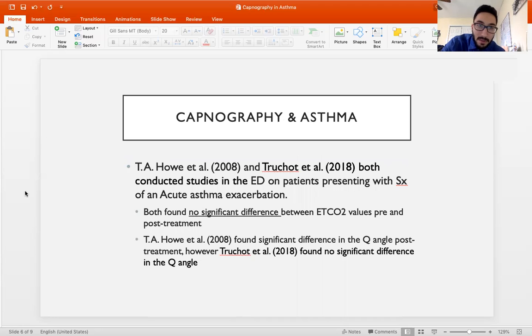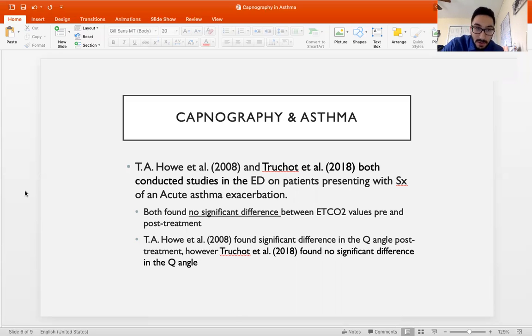Now, let's talk about how we're using capnogram in the ED in regards to asthma. So essentially someone comes in, and there are a couple of studies done 10 years apart that were conducted on patients presenting with acute exacerbation of asthma. Both of these studies, Ho et al. 2008 and Truchat et al. 2018, found no significant differences between your EtCO2 values pre and post treatment.